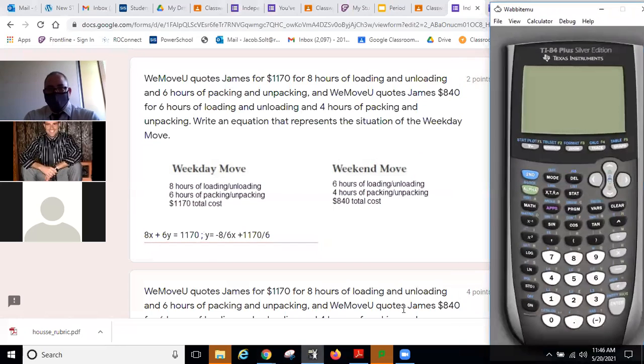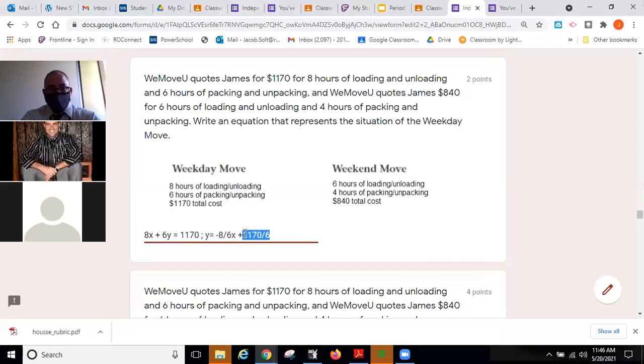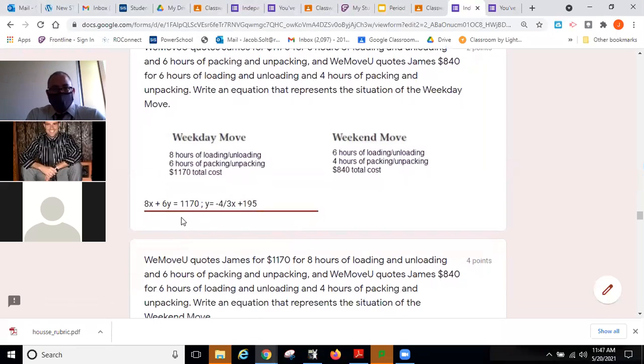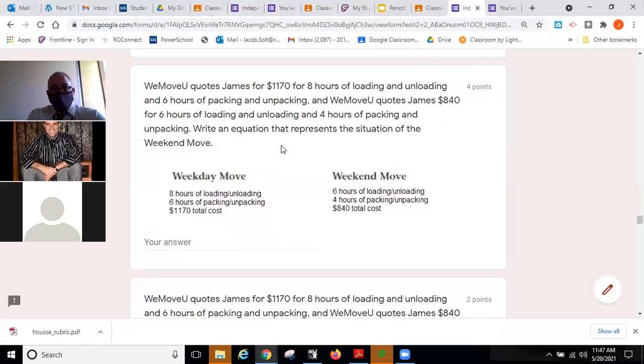I don't know what that is off the top of my head. I'd go to my calculator and say, what is 1,170 divided by 6? And I can just use that number: 195. So this becomes 195. And 8 divided by 6, I can reduce that fraction if I want. I actually don't need to, but I could divide both by 2 and get negative 4 over 3. But if you just put this part, you'd be fine. That's the weekday move. Now we've got the weekend move. Now that you've seen the weekday move once, try the weekend move. Should be pretty easy.